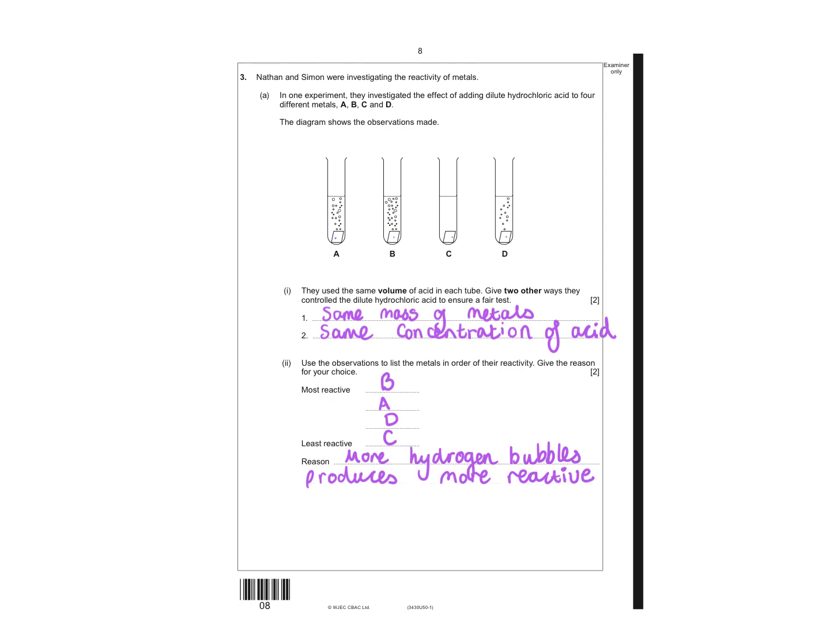Use your observations to list the metals in order of reactivity and give your reasons for your choice. So you're looking for the one that reacts the most, and that's going to be B. It's got the most bubbles coming off, and then A's next, D and C. More hydrogen bubbles produced, more reactive.